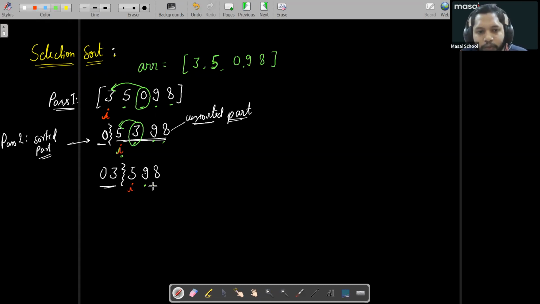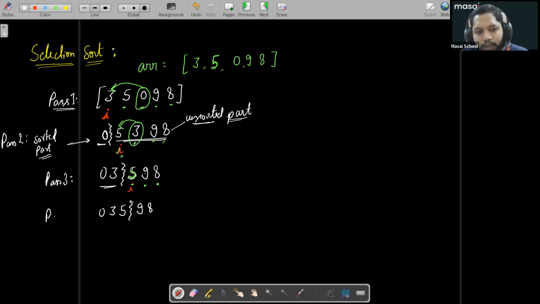My j will start from here and I am finding, is 9 minimum? No. Is 8 minimum? No. So we have only 5. There is no number less than 5. So do we need to swap it? No, guys, no. So I will simply write 5 here and 9, 8 here. So this will be my pass 3.